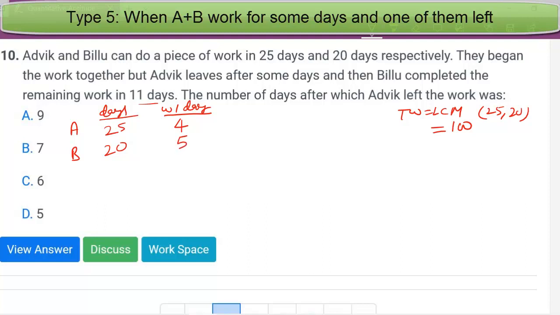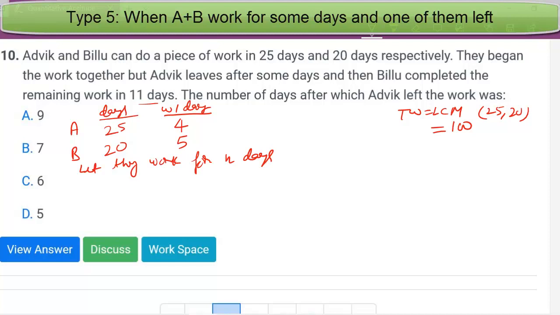Now what happens, they began work together, but after some days, say after n days, so let them work together for n days, right? I'm just assuming, which we have to calculate.